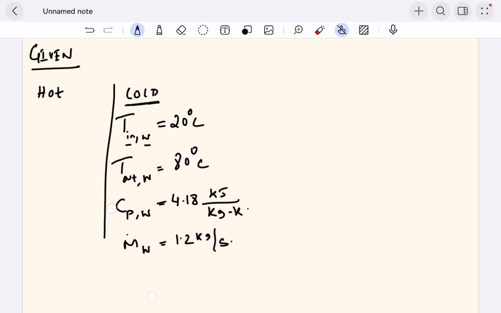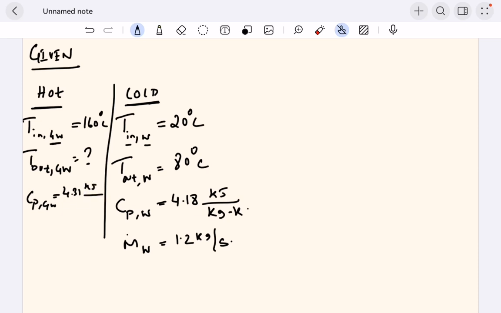Right. For the hot water, we know the temperature in for geothermal water. So GW means geothermal water, that's the hot water. So in temperature is about 160 degrees Celsius. We don't know the out temperature. We need to find the out temperature of geothermal water. We know the Cp of geothermal water. It's 4.31 kilojoule per kg Kelvin. We know the mass flow rate of hot water, geothermal water, that is about 2 kg per second.